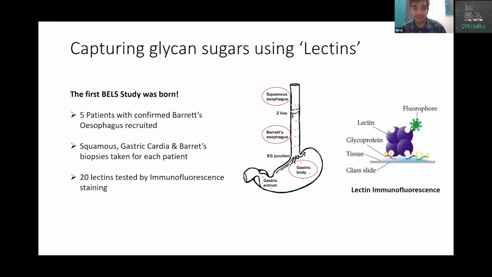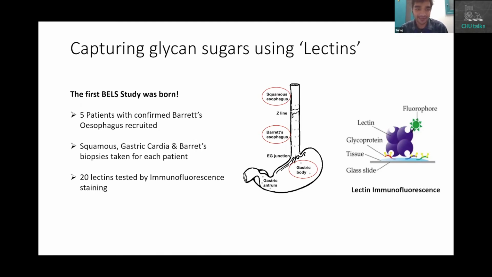And the way we went about doing the biomarker discovery analysis was to basically buy these lectins that are tagged with a fluorophore. That is just a fluorescent tag that will glow green wherever it binds onto a tissue. So what I now call the Bell study, which is basically the Barrett's esophagus lectin staining study, is what.